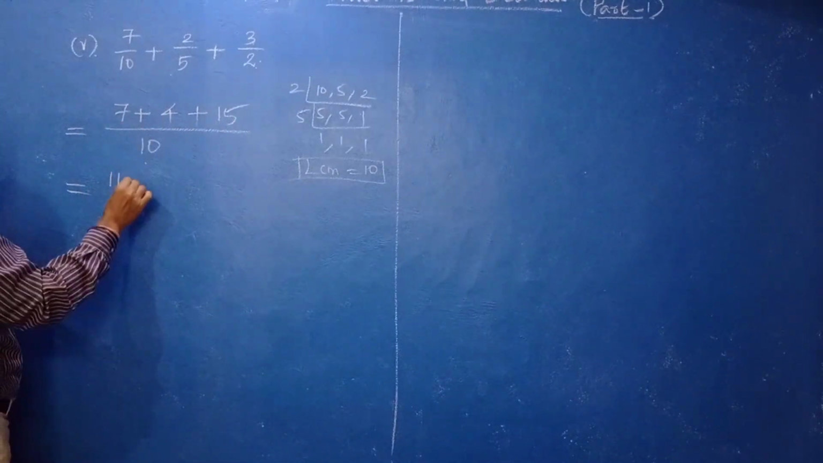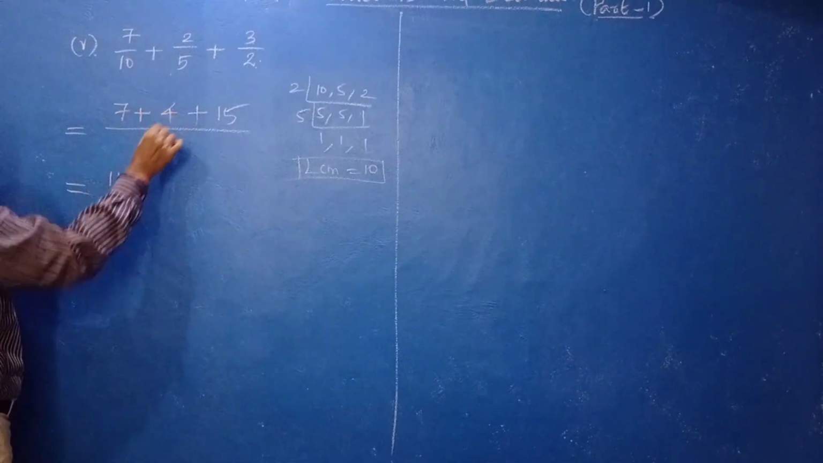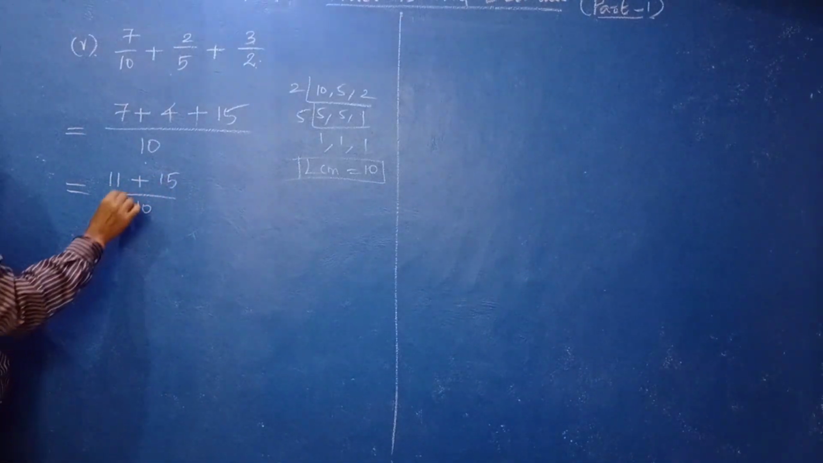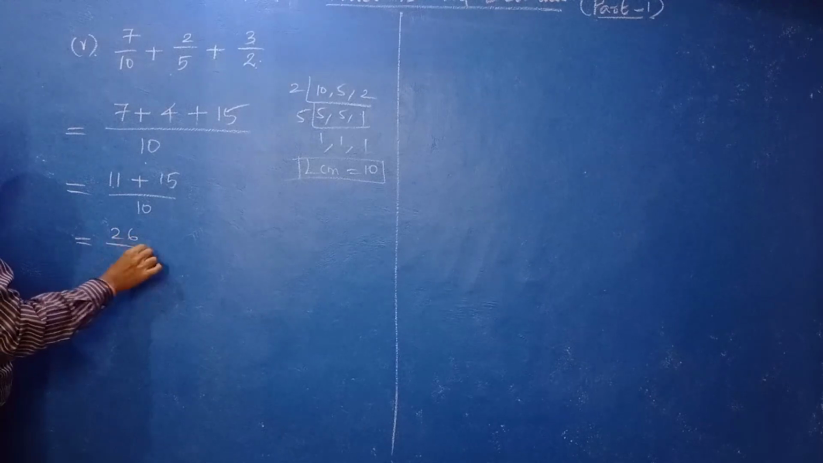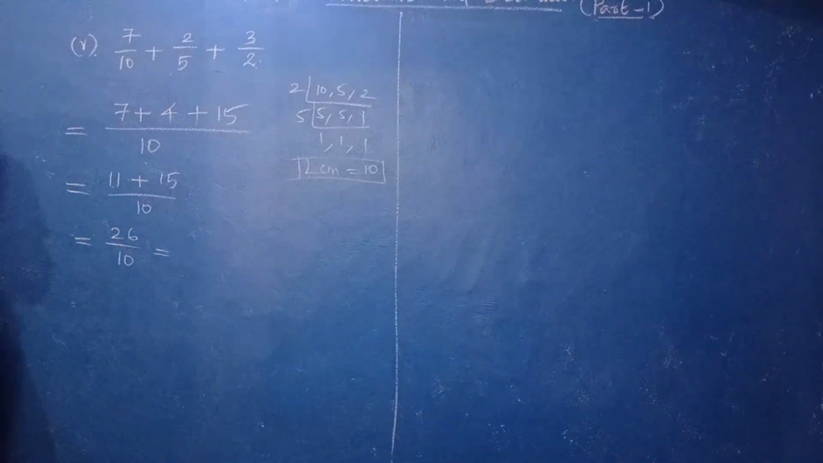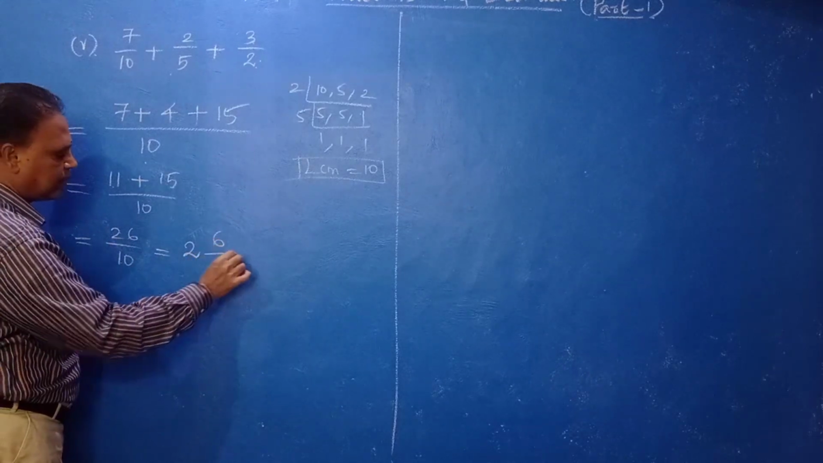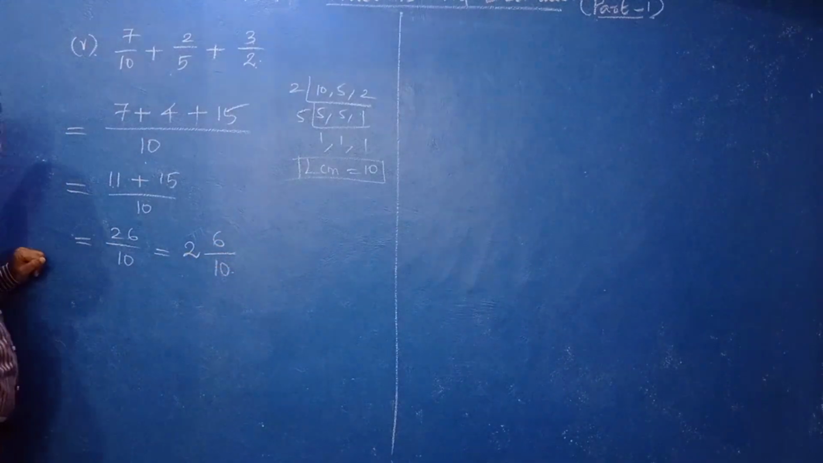First you write these two. 7 plus 4, 11, plus 15 by 10. So what will you get here? 11 plus 15, 26 by 10. Okay. So how many times will it go? 2 times. What is the remainder? 6 by 10. Clear?